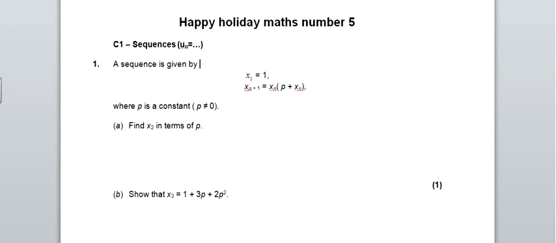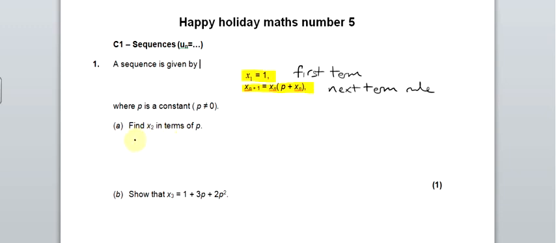Right, so the question says a sequence is given by x1 equals 1, that's the first term, and then x(n+1) is equal to xn times p plus xn. So what we've got here in English is the first term, and we've got the next term rule. So it says find x2 in terms of p.